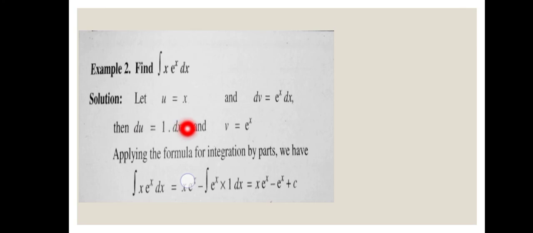Du is equal to 1 dx because the derivative of x is 1, and by applying integration on both sides of the equality, we have v is equal to e raised to the power x because the integration of e raised to the power x is e raised to the power x. Now applying the formula for integration by parts, just put these values in the formula. We will get x multiplied by e raised to the power x minus integration of e raised to the power x multiplied by 1 dx, and we will get the answer x e raised to the power x minus e raised to the power x plus the constant of integration. This is the simplest example.